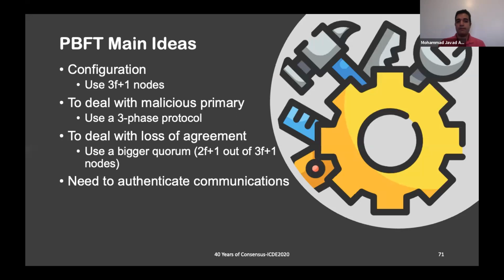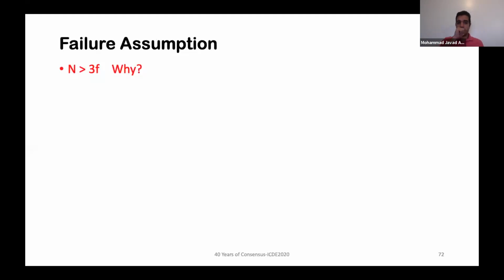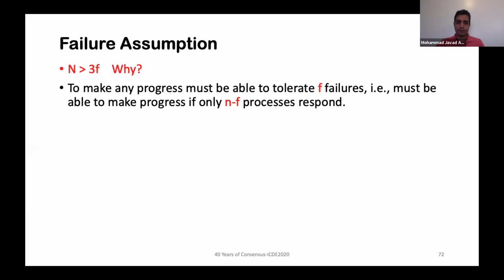So in PBFT, we use 3f plus 1 nodes. It's basically a 3-phase protocol, and it uses bigger quorums: the network is basically 3f plus 1 nodes, and the quorum size is 2f plus 1. So let's see why we need basically 3f plus 1 nodes. So first of all, to make progress, we need to be able to tolerate f failures. So the system should be able to progress if we have only n minus f processes.